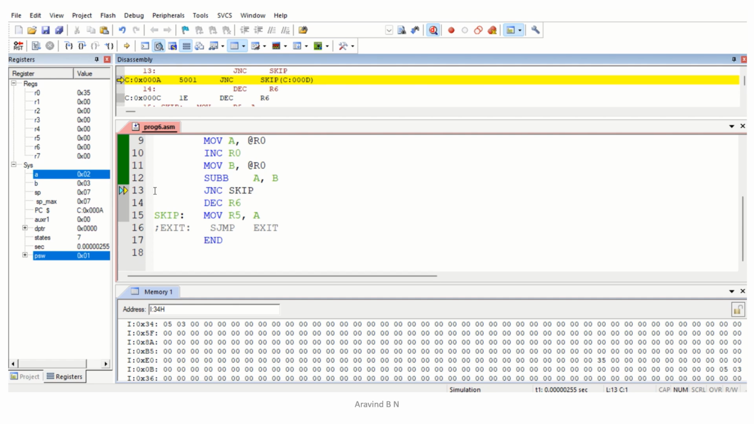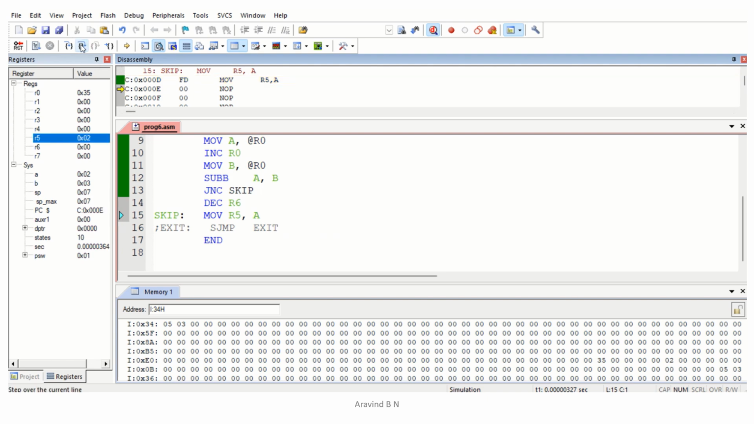No carry will be generated in this case since the result is positive. If the result is negative, then a carry will be generated. So jump on no carry, to skip the decrement. Make an observation: now it has directly come to this line for execution. R6 will not be altered anymore. Now store the result present in the accumulator to the register R5. So now the result is available in R5, and R6 is equal to 0. That will stop the execution.